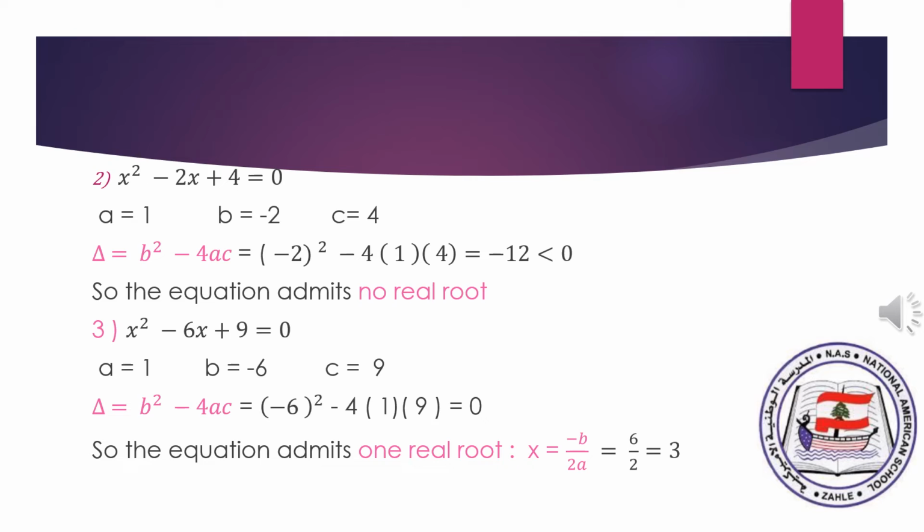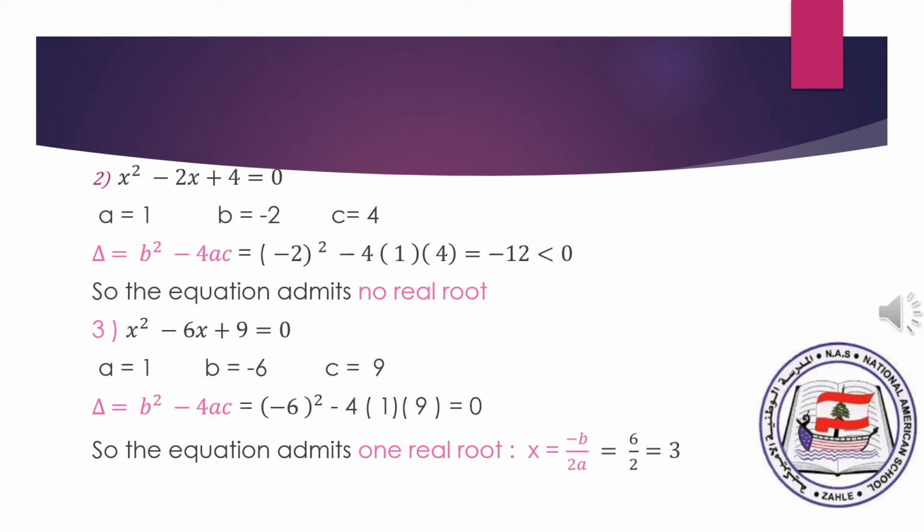Example 2. For the equation x squared minus 2x plus 4 equal to 0, we need to find first the values of the real coefficients a, b, and c. So a is 1, b is negative 2, c is 4. Then we need to calculate the value of the discriminant delta defined by b squared minus 4ac. And for this equation, the discriminant is negative 12. So we can deduce that the equation admits no real roots.